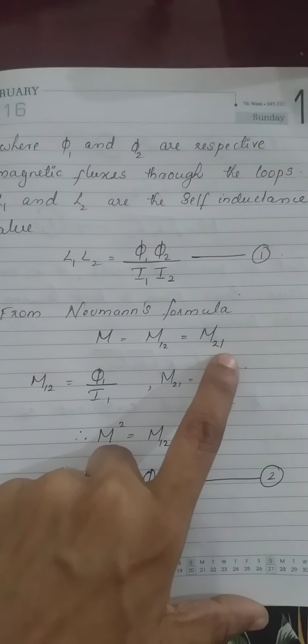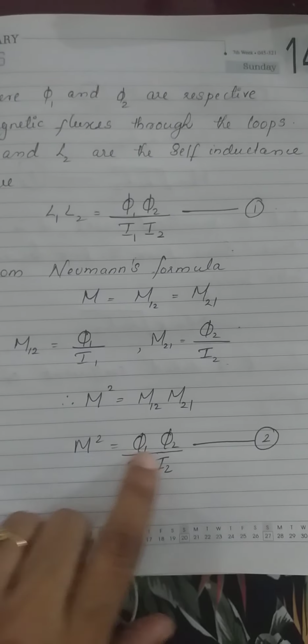So we know M12 is equal to phi 1 by I1 and M21 is equal to phi 2 by I2. Then we are going to find the value of M square. So M square means M12 into M21. Then substitute the values of M12, that means phi 1 by I1, and M21, phi 2 by I2. Then this is equation number 2.